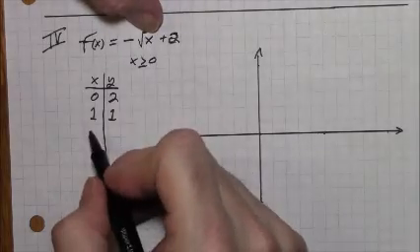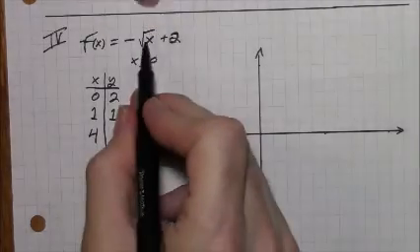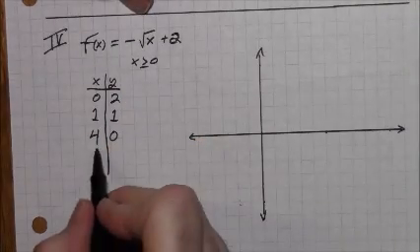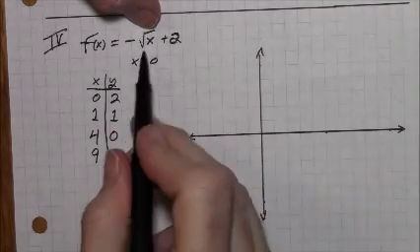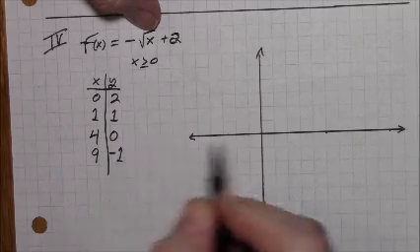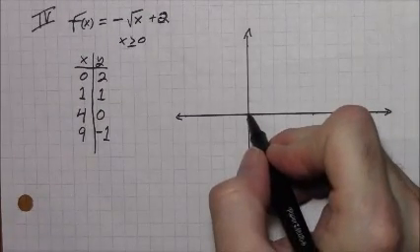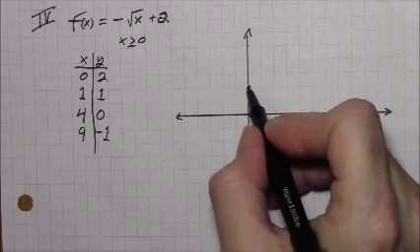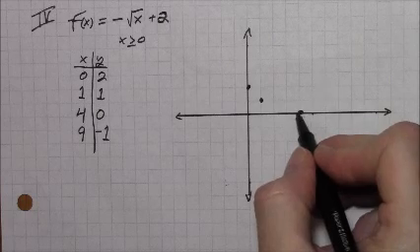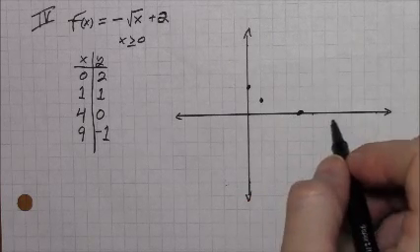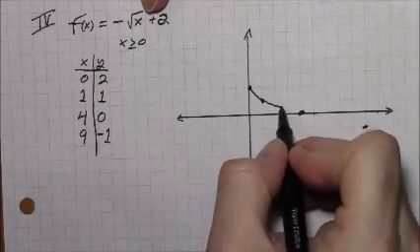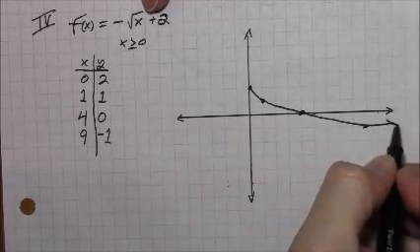I'm going to put a perfect square in here to make it easier. That means the square root of 4 is 2. Negative 2 plus 2 is a 0. I'm going to put a 9 in here and get another number there. Square root of 9 is 3. Negative 3 plus 2 is a negative 1. Let's graph these. So 0 and 2, 1 and 1, 4 and 0, 1, 2, 3, 4, and 9 and negative 1. All right, let's connect the dots on a nice little curve.